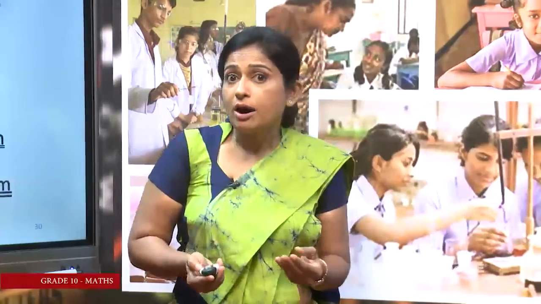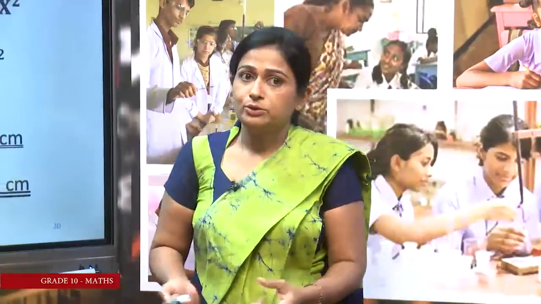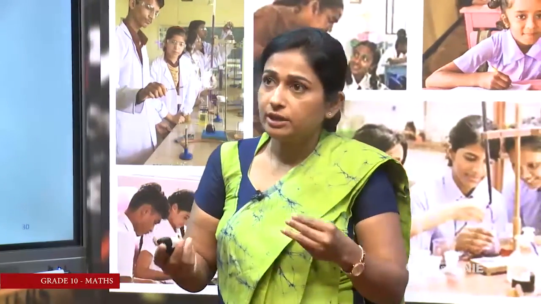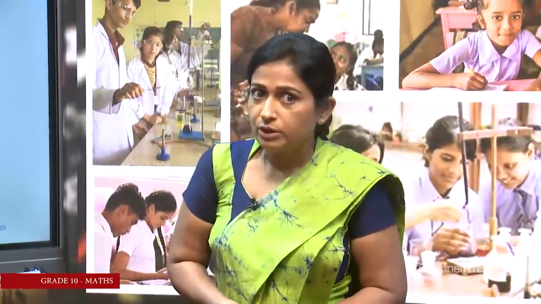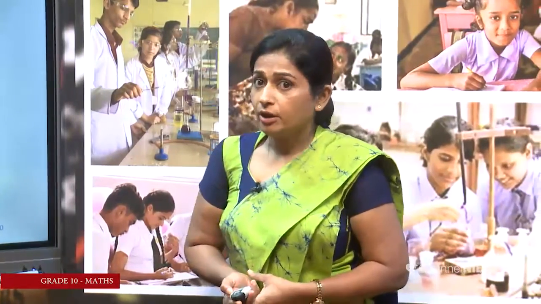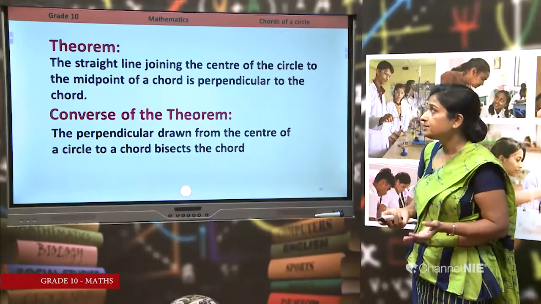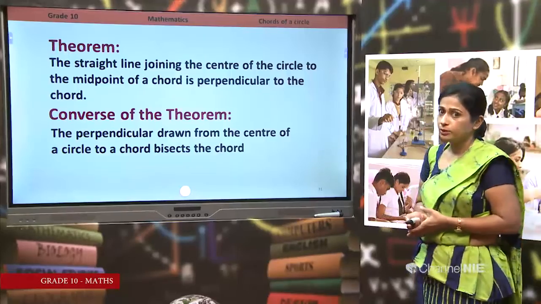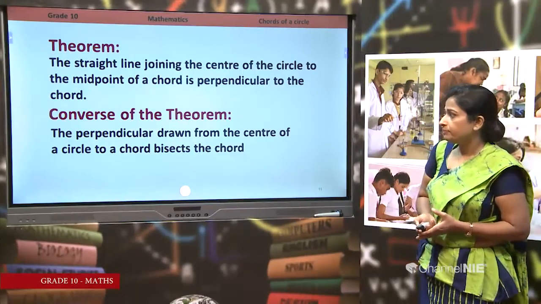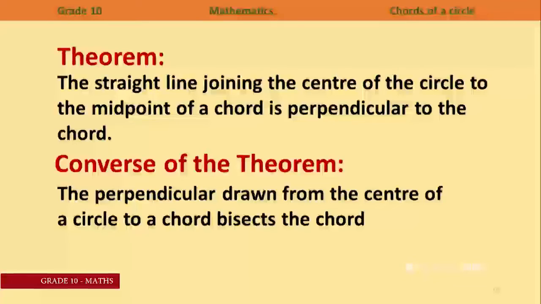Okay. Now I think you have understood the sums I explained. So using these two theorems, in part 1 we have discussed the theorem, and in part 2 we have discussed the converse of the theorem. So I am going to revise what you learned. The theorem: the straight line joining the center of the circle to the midpoint of a chord is perpendicular to the chord. What is the converse of the theorem? The perpendicular drawn from the center of a circle to a chord bisects the chord.